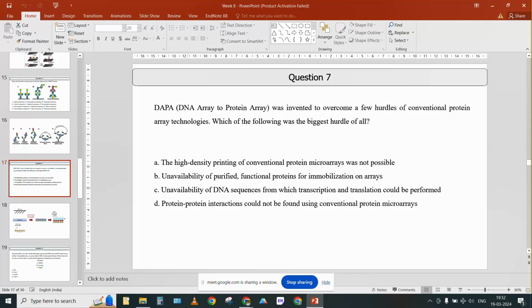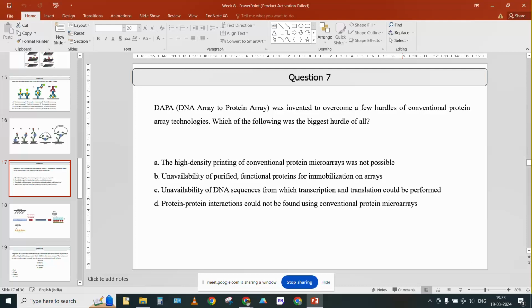Okay, and option C, unavailability of DNA sequences from which transcription and translation could be performed. This option highlights a key aspect addressed by DAPA. In conventional protein microarray technologies, obtaining DNA sequences encoding proteins of interest can be a bottleneck. DAPA circumvents these limitations by directly printing DNA sequences onto the array, allowing on-site synthesis of proteins via transcription and translation. And the last option here is protein-protein interaction.